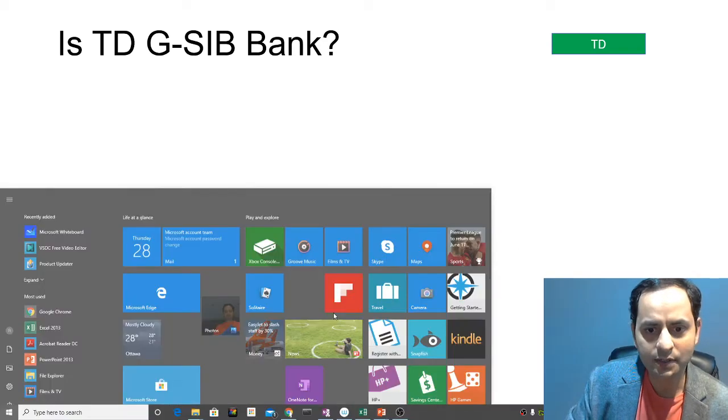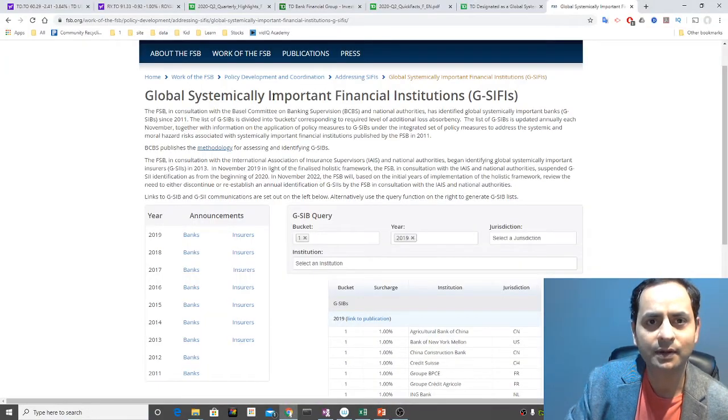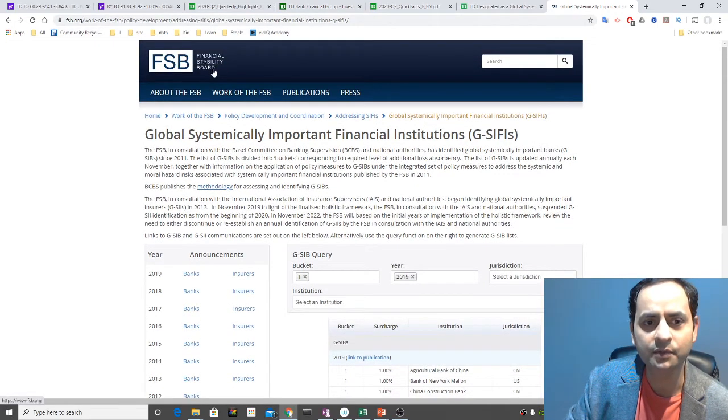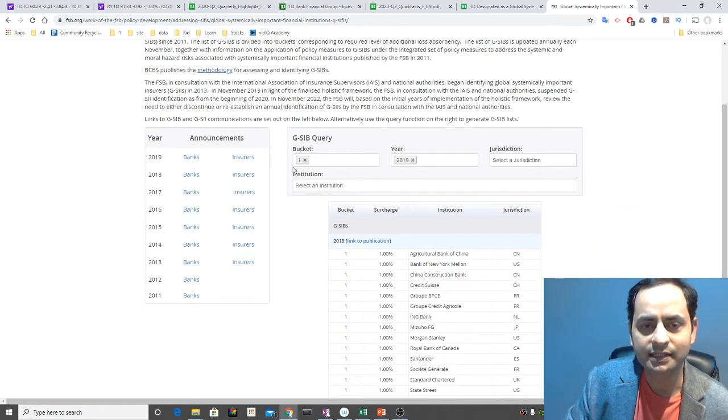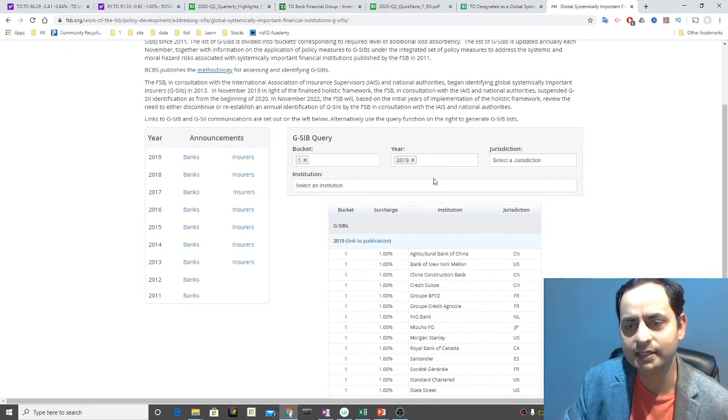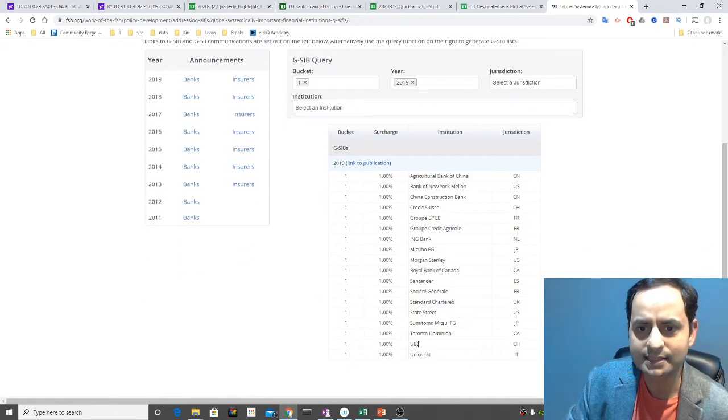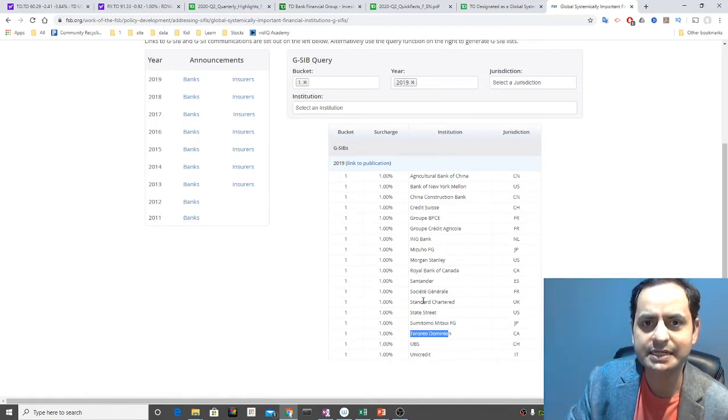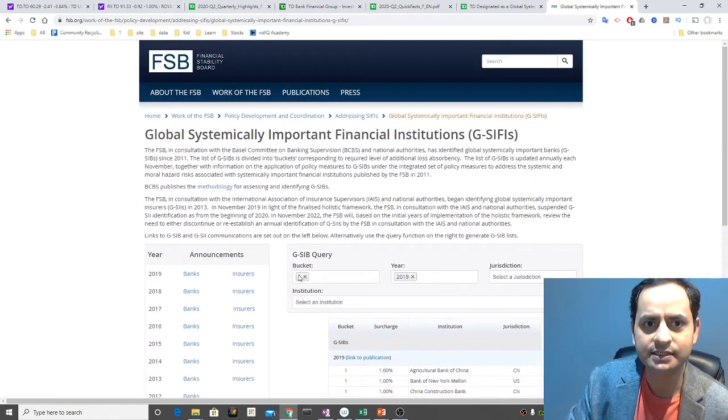And I went to the website. So this is the website of the FSB board, the Financial Stability Board. And here you can see in bucket 1, they have a few buckets. In 2019, basically every annual year they do this. So I see the TD name here as well. You see, I did RBC yesterday, and RBC is there as well, and the TD name is here. So two Canadian banks from Canada make it into the G-SIB, Global Systemically Important Financial Institutions.